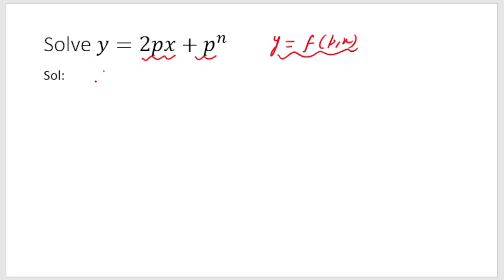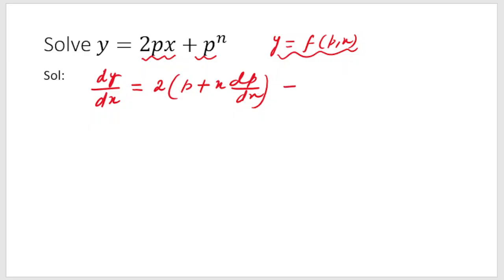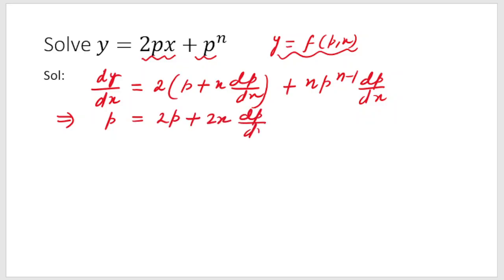Now what we have to do is differentiate y, as I have done in the previous problem. So I differentiate y with respect to x, so it will become dy by dx, and 2 is a constant, again using the product rule, p plus x dp by dx. And if I differentiate the second one, I get n p to the power n minus 1 dp by dx, right? So dy by dx is equal to p, so this is p equals 2p plus 2x dp by dx plus n p to the power n minus 1 dp by dx.